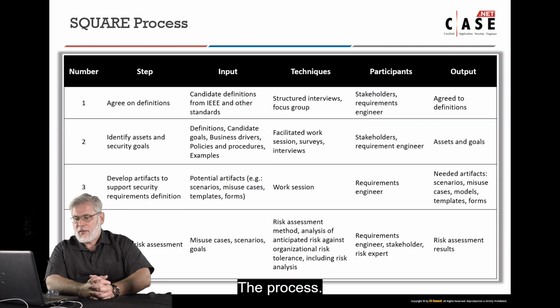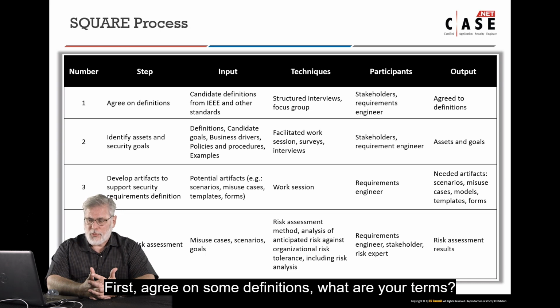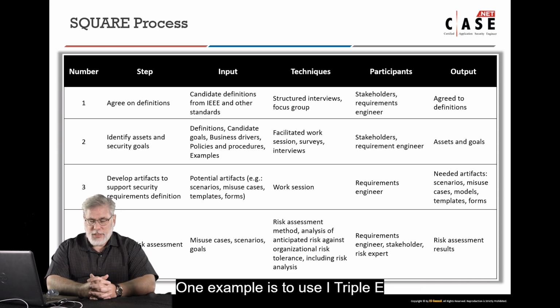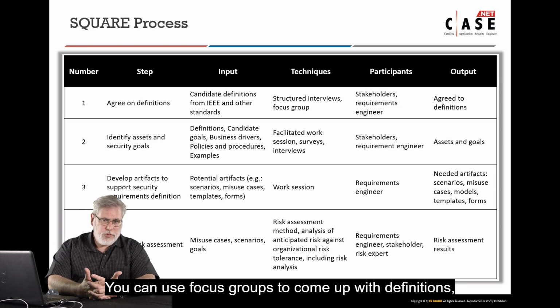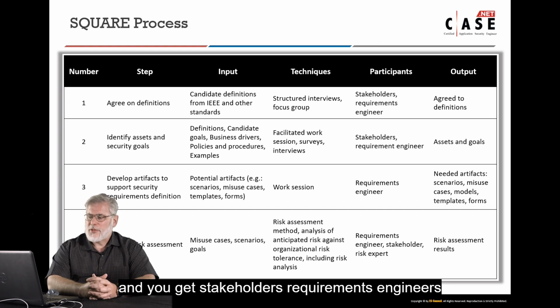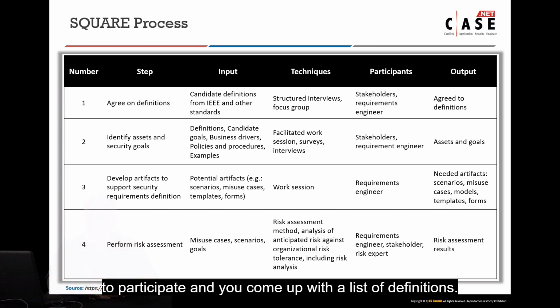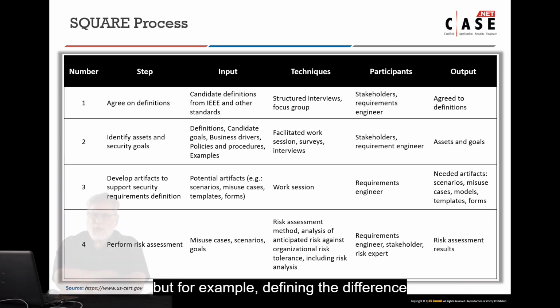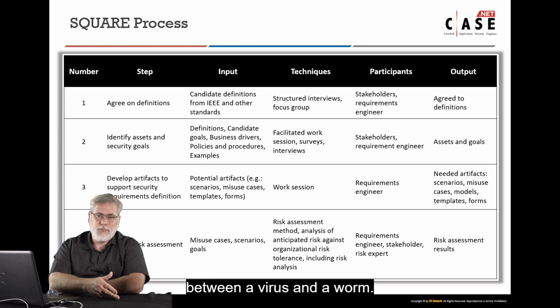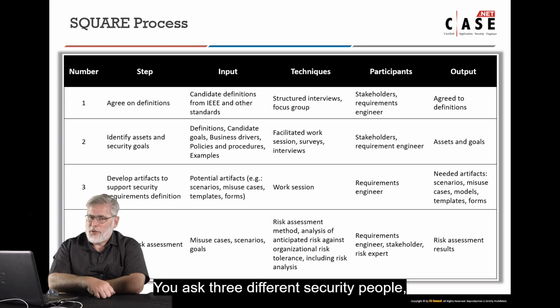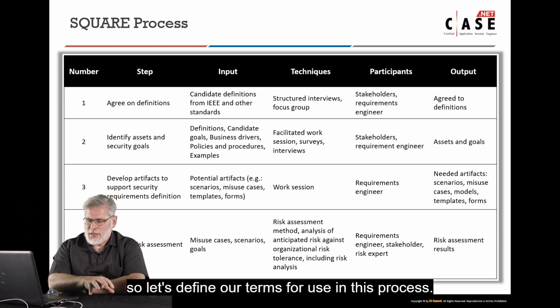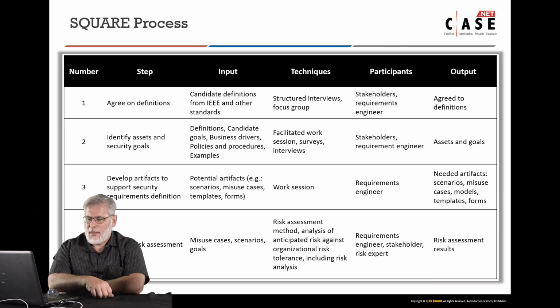The process. First, agree on some definitions. What are your terms? One example is to use IEEE or other standard definitions. You can use focus groups to come up with definitions, and you get stakeholders and requirements engineers to participate, and you come up with a list of definitions. Now that may sound odd, but for example, defining the difference between a virus and a worm. You ask 3 different security people, you may get 3 different answers. So let's define our terms for use in this process.